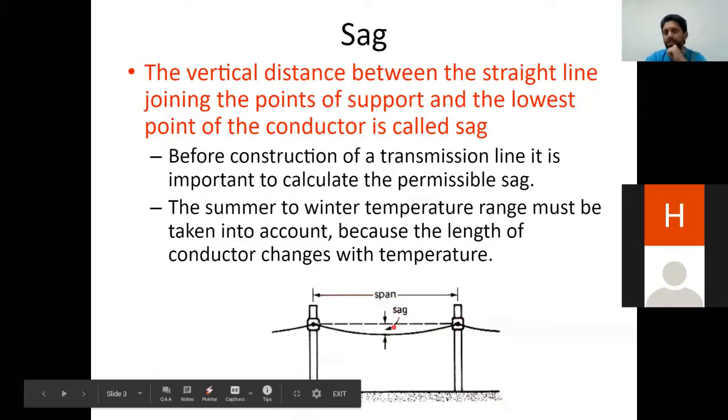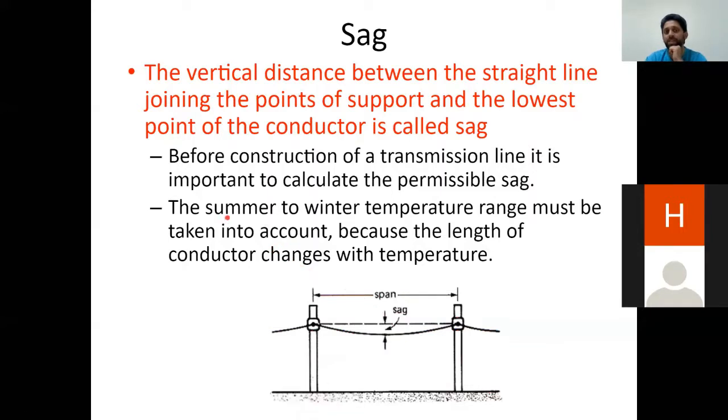One more important thing is the difference in the temperature of summer to winter. As temperature changes, the length of the conductor will change. Conductor will expand when there is temperature. So during summer, the line may come down a little bit more because of expansion. And if it is winter, that may become tight. So this difference in sag will change with respect to summer and winter.